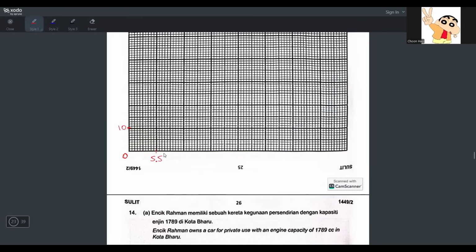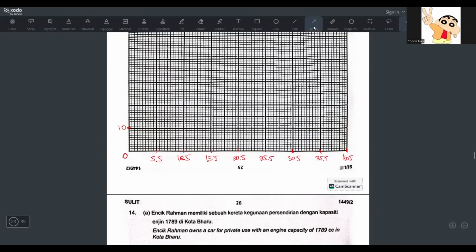And for the x-axis, they say 2 cm to 5, right? So after you write 5.5, now only you plus 5. Now only you plus 5, so it becomes 10.5, which is the next upper boundary. And then for the next upper boundary, you plus 5: 15.5, 20.5, 25.5. And then this is 30.5, 35.5, and then 40.5 is the last upper boundary.